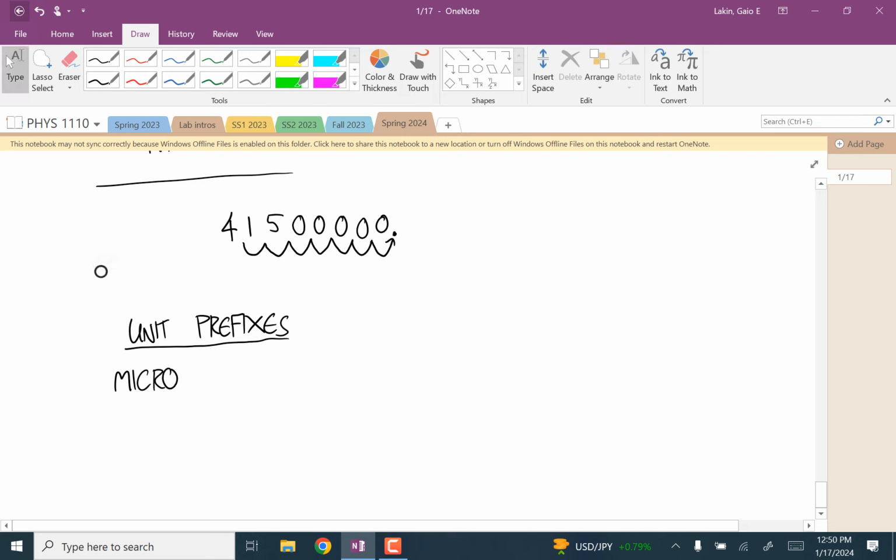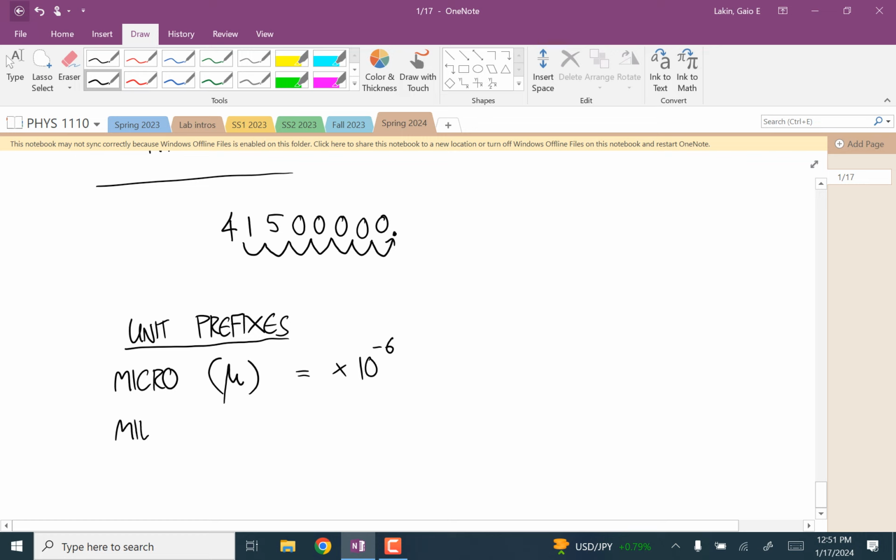So the first one is micro. That's denoted with the Greek letter mu. And the Greek letter mu looks sort of like halfway between an M and a U, and that's how you spell mu, so that's how you can sort of remember that one. And micro means times 10 to the minus 6. Each one of these prefixes means multiplying by a certain number.